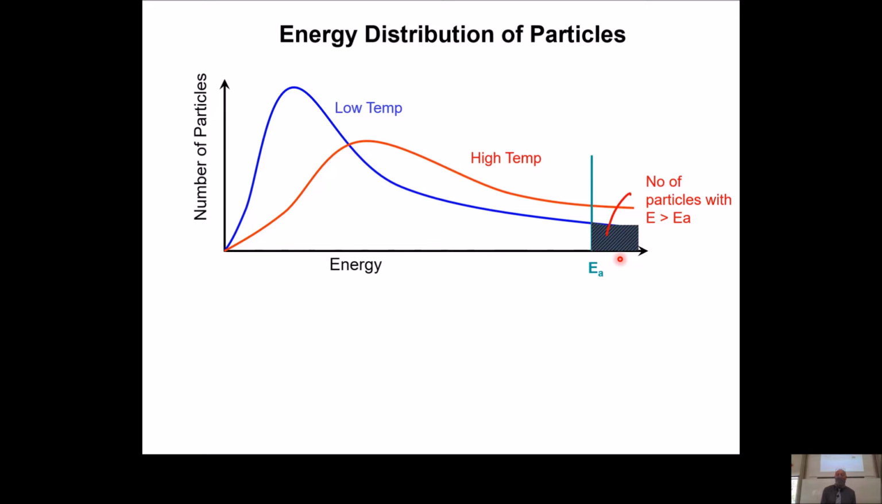You agree? Now, obviously, if you increase the temperature, look what happens to the area under the graph. It increases, which means there's more particles with energy greater than the activation energy. And that's why increasing the temperature increases the rate of reaction. Since you've got more particles with energy greater than the activation energy, there are more particles that can react, there are more particles that are going to collide, and a greater percentage of those collisions are going to be successful.